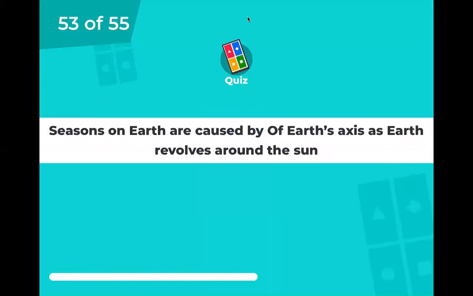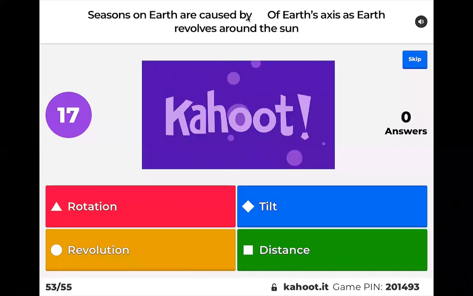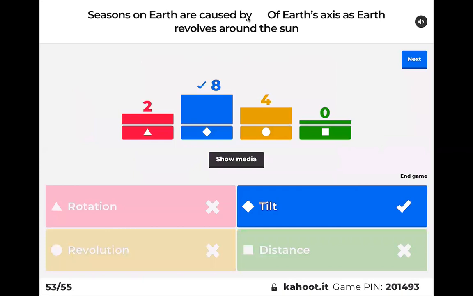Seasons on Earth are caused by blank of Earth's axis as Earth revolves around the sun. Seasons on Earth are caused by what of Earth's axis as Earth revolves around the sun? Yes, tilt.